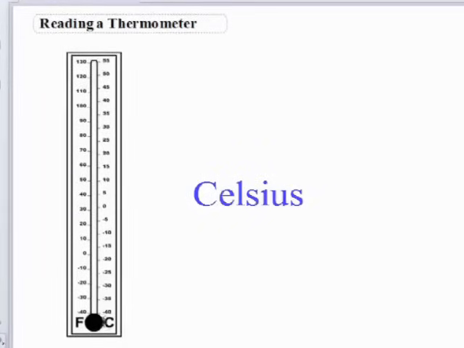In different countries, different measures are used. Some countries use Fahrenheit and some countries use Celsius. In the US, we use Fahrenheit. So let's go ahead and find out how to read this.